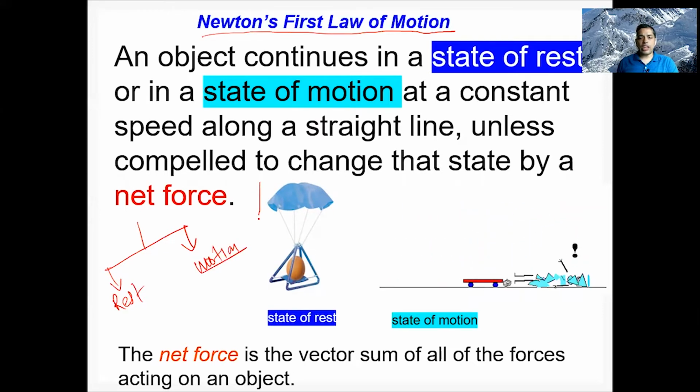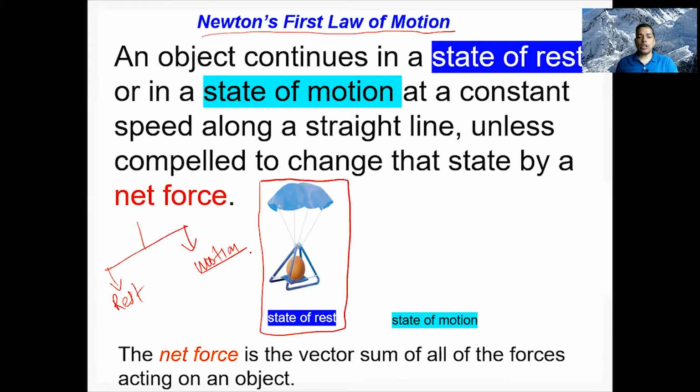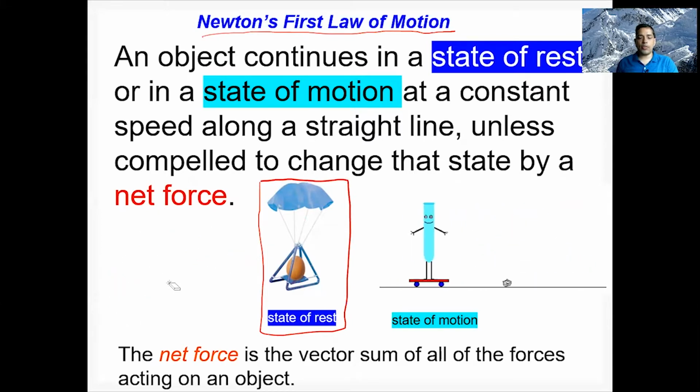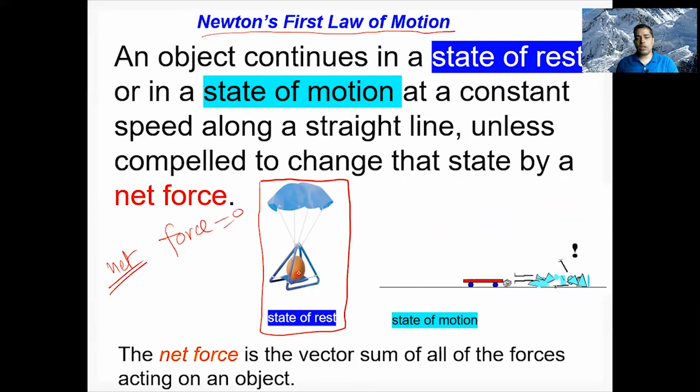This is the example where the object is in the state of rest. Why? Because net force is 0. Remember, net force is 0. There is gravity here, pulling this down, which is mg, so there is a force. But remember, I call it net force, not force. How do I know the net force is 0? Because this guy is not moving.